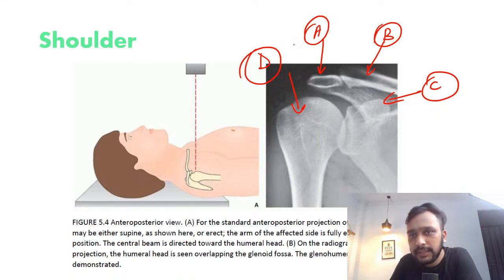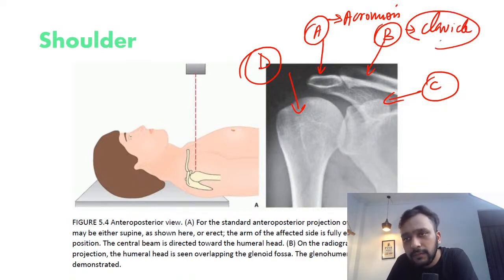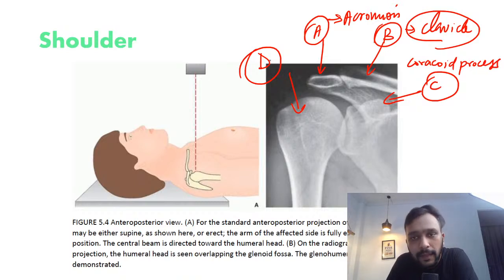So guys, the structure that has been labeled as A in this image is your acromion process. B is your clavicle. C is the coracoid process. And D is your head of the humerus.